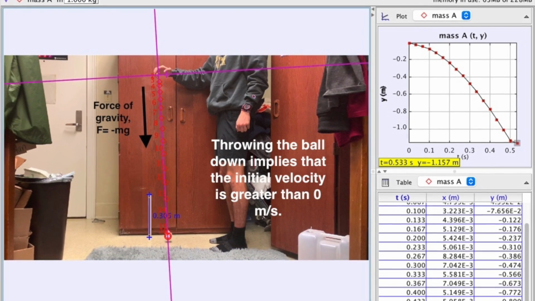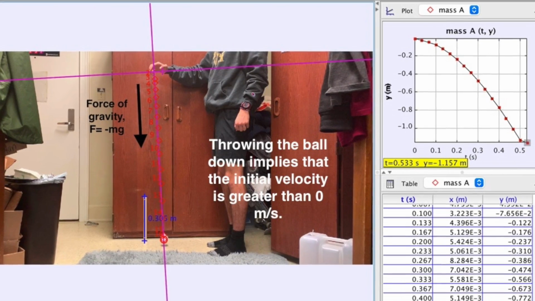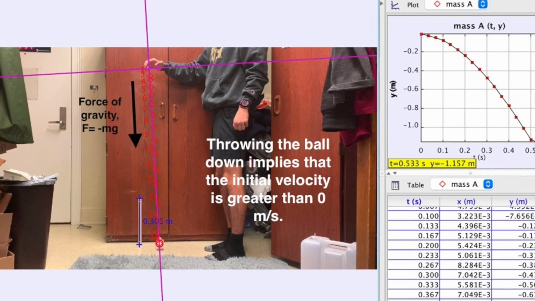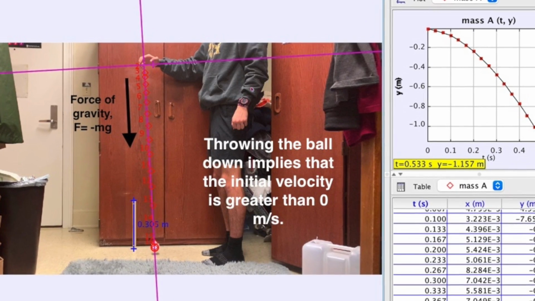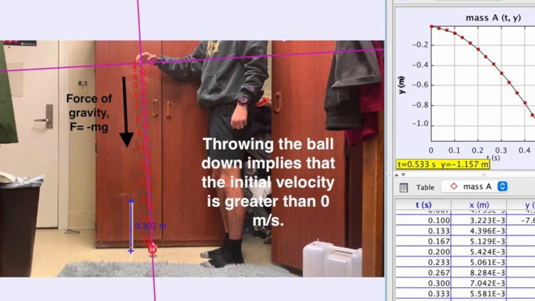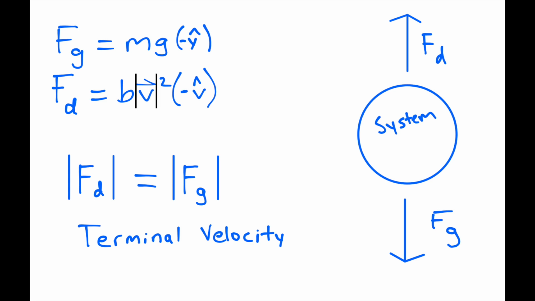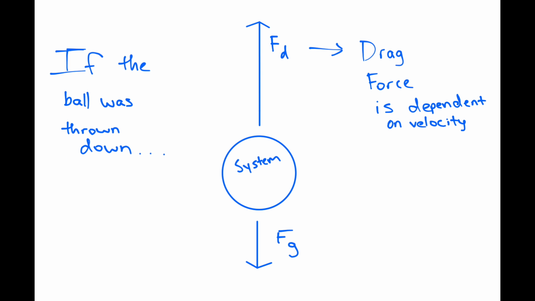If I were to throw the ball of paper down instead of drop it, the terminal velocity would not change. Terminal velocity represents an equilibrium of forces, and the system is always striving to achieve this equilibrium, where the net force is equal to 0 newtons. Throwing the ball down with a velocity greater than the ball's terminal velocity will cause the drag force to be greater than the gravitational force for a brief instant, and thus the ball will decelerate back to its terminal velocity.